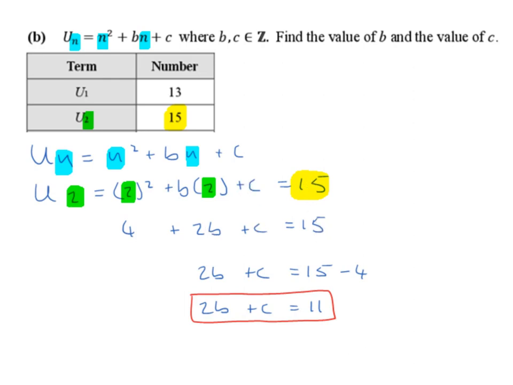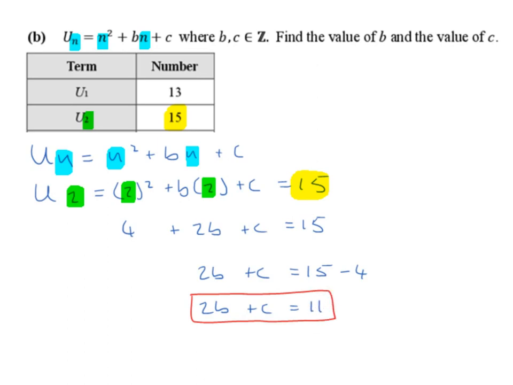So again, we want to get the letters on the left and the numbers on the right. So we grab hold of this 4, and we bring it over the equal sign, and it becomes minus 4. So we have 2b plus c equals 15 take away 4, and 15 take away 4 is 11. So we have our letters on the left. I know there's a 2 stuck onto that b, but we can't just break that up. And we have our constant on the right, which is 11.